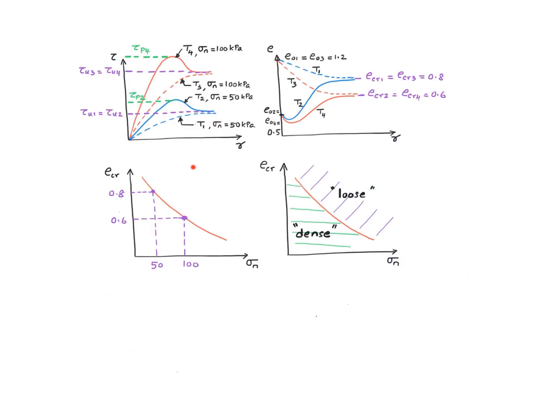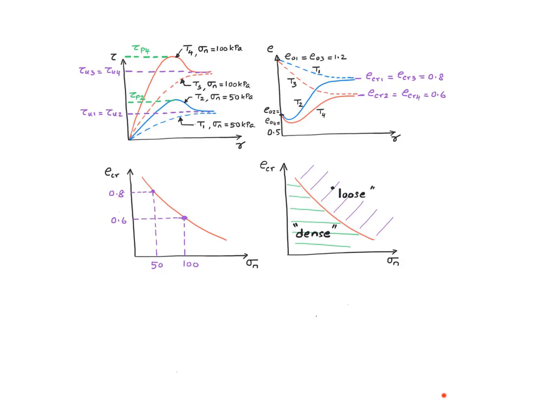Here is the relationship. I repeated these also just for convenience. So basically, it's been experimentally established for sand there is a unique relationship between the critical void ratio and the normal stress. And that relationship looks like this. By the way, this was done a long time ago by Casagrande. This relationship serves as the basis for defining what a dense specimen is and what a loose specimen is.